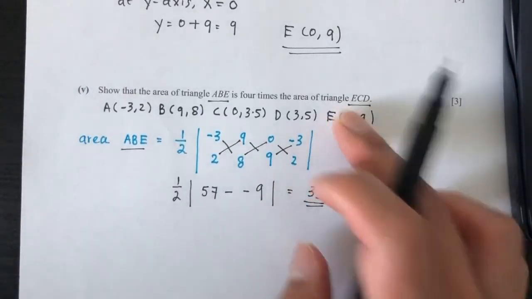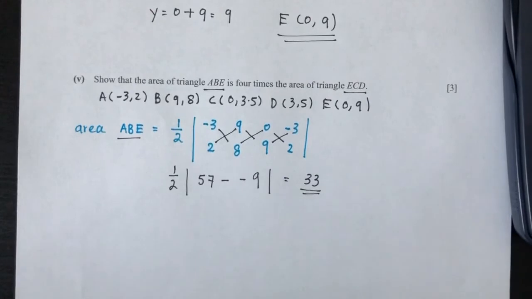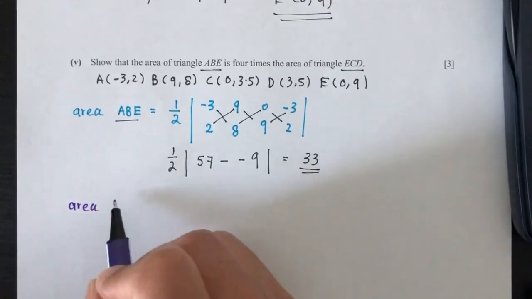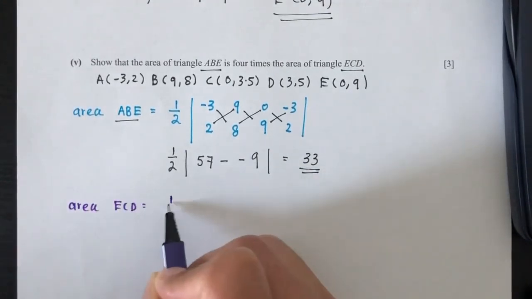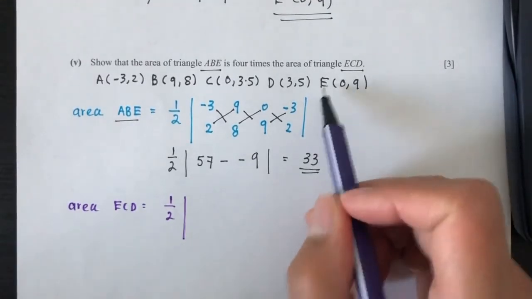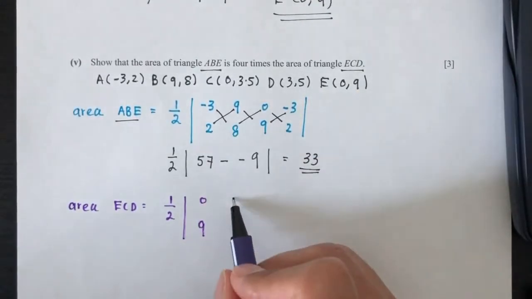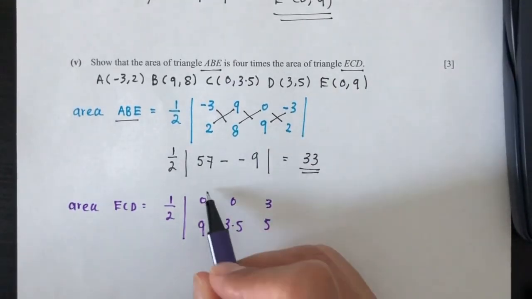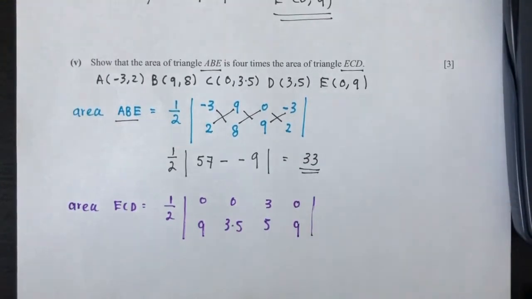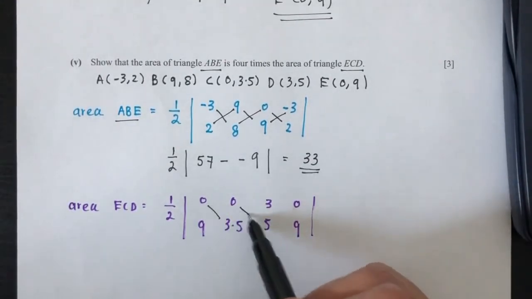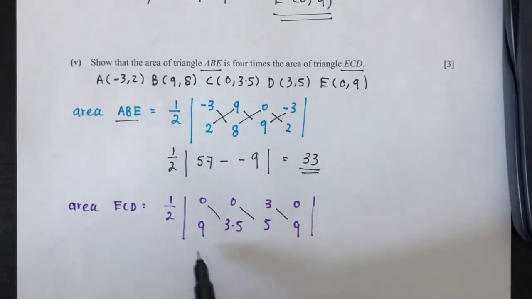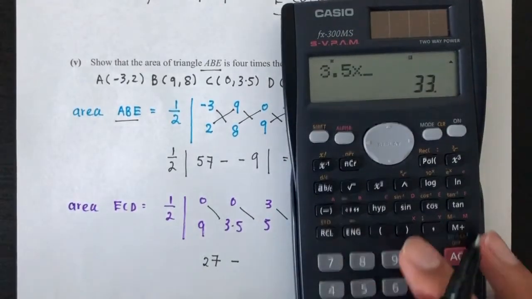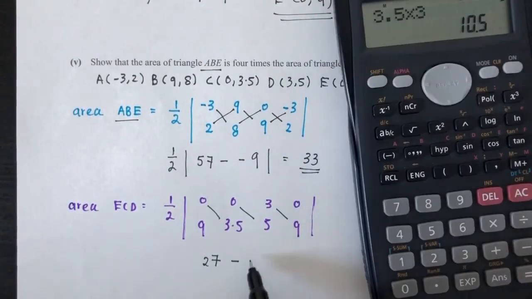Now what is the area of ECD? Using the same formula, let's find the area of ECD. So area of ECD, that will be half. E is 0, 9, C is 0, 3.5, and D is 3, 5. And then when you begin with a point, you have to finish with the same point. Now the first step is to multiply in this direction. That is 0, 0 plus 27 minus 0, and then 3.5 times 3. That will be 105.